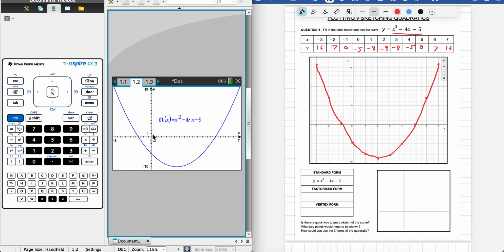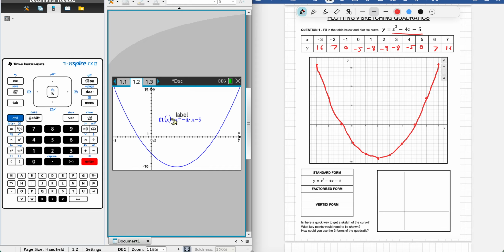And just for reference on my TI-Nspire, if I double click on these endpoints for my axes, you can go ahead and change those endpoints. So if you wanted that to be -4 instead of -3, you can easily change your window like that. All right, so I've got the same window up on my TI-Nspire and on my worksheet, so I can go ahead and get started.